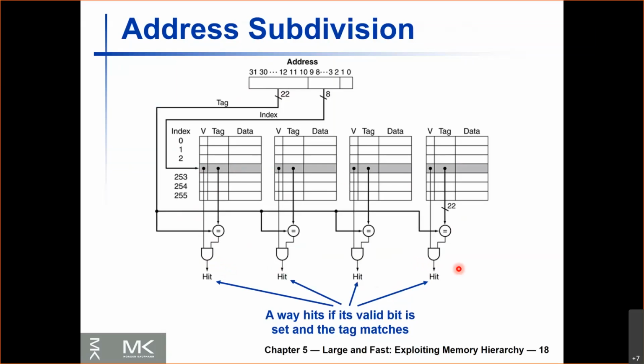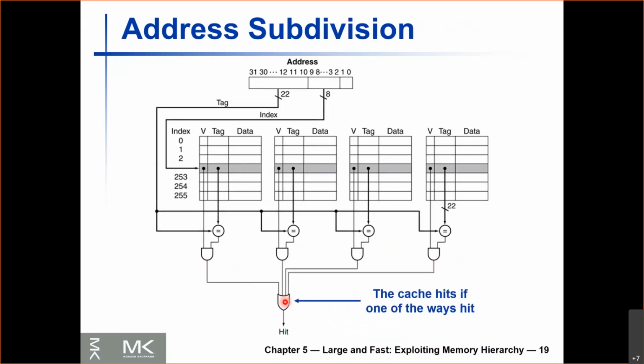So my cache is going to hit if one of these ways hits, correct? So how do I check? Right, exactly. I OR them together. So I'm going to take these hit results for each of the ways, and I'm going to OR them together. If one of these AND gates gives me a hit, that means that my cache has a hit. And if none of them give me a hit, so if all of them are 0, so all the ways miss, that means my cache has missed. Okay?